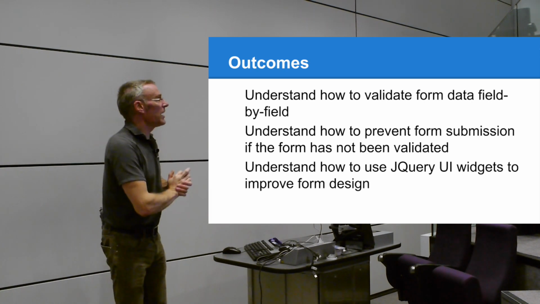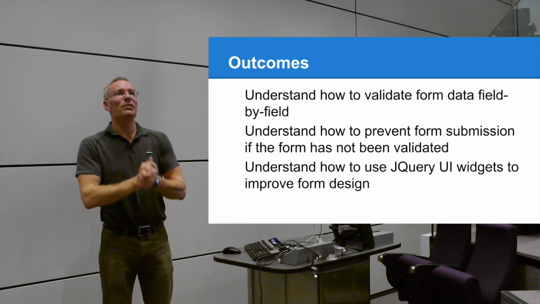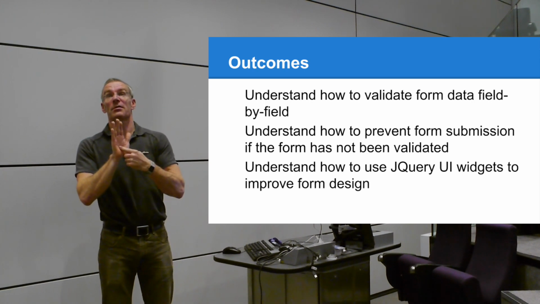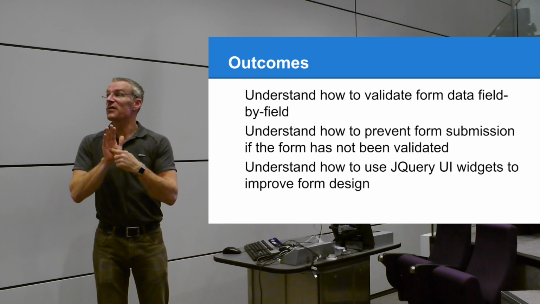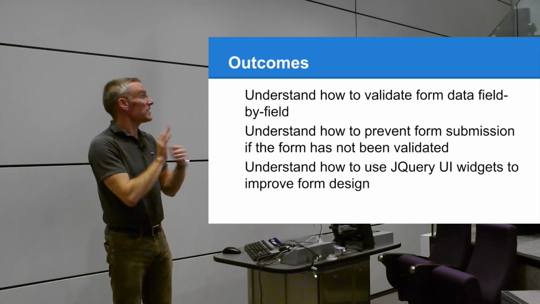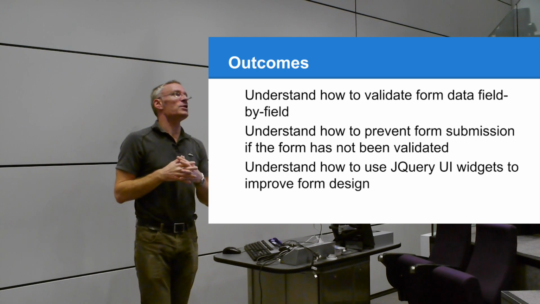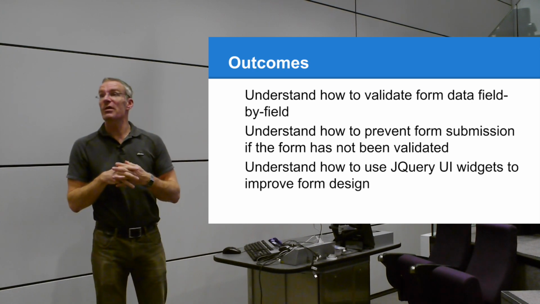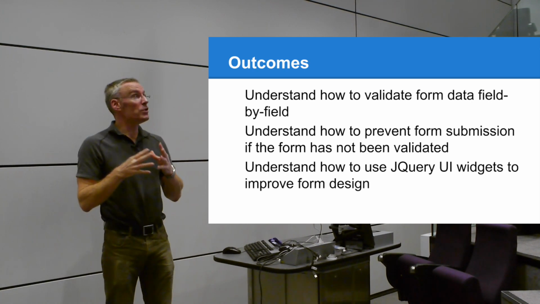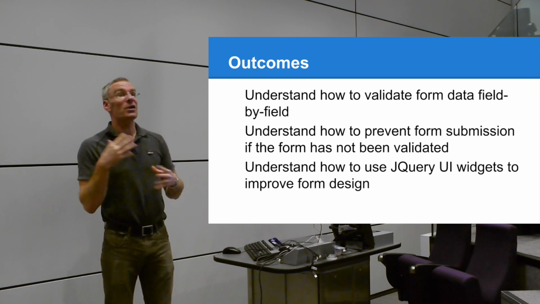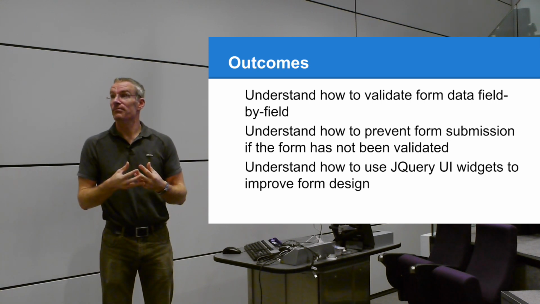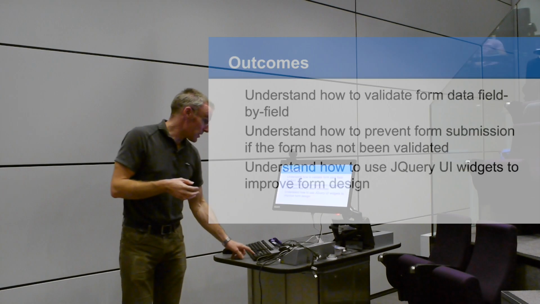The second thing we're going to look at is if the form is not complete, we need to disable that submit button. So they can't submit the form if the data's wrong. Yeah, that's important. We need to be able to do that. And the third thing is there's a couple of widgets which are part of jQuery UI, which you could find rather useful when you start to build your forms. Okay? And that's just finishing things off.